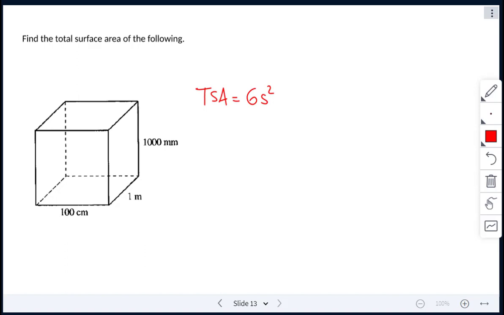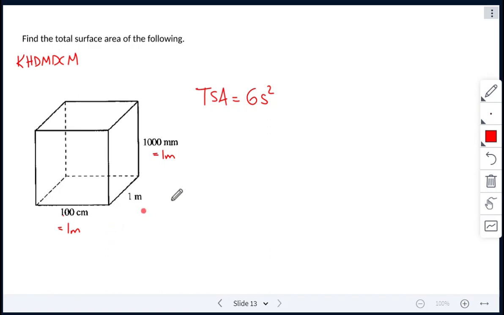Okay, so the total surface area is, the formula is 6 side squared, but we're given here millimeters, meters, and centimeters. So the first thing is just to get everything into the same units. All right, so just a reminder. If we have millimeters and we want to put it into meters, 1, 2, 3 to the left, 1, 2, 3 to the left, so that is equal to 1 meter. This is already in meters. 100 centimeters, from here we're going to meters, it's 2 to the left, so 2 to the left, that is also equal to 1 meter.